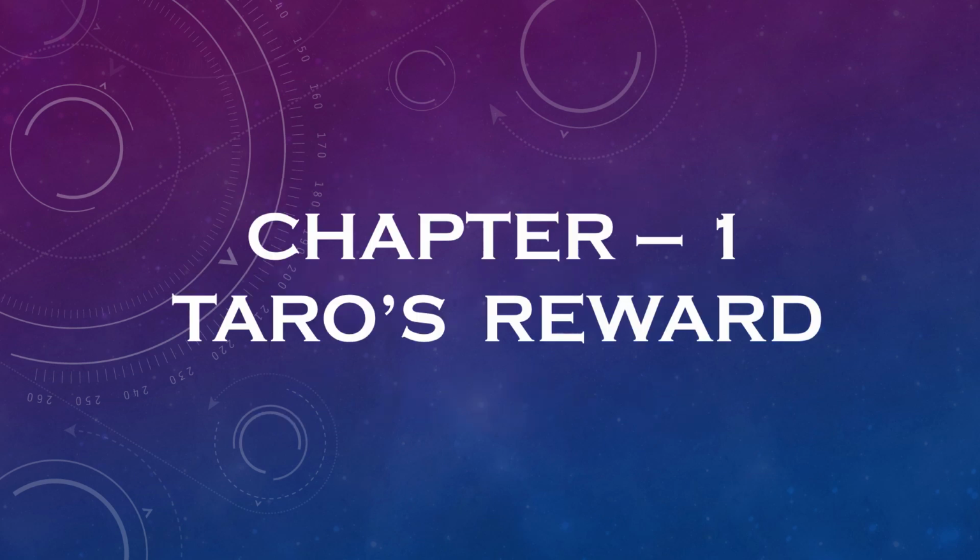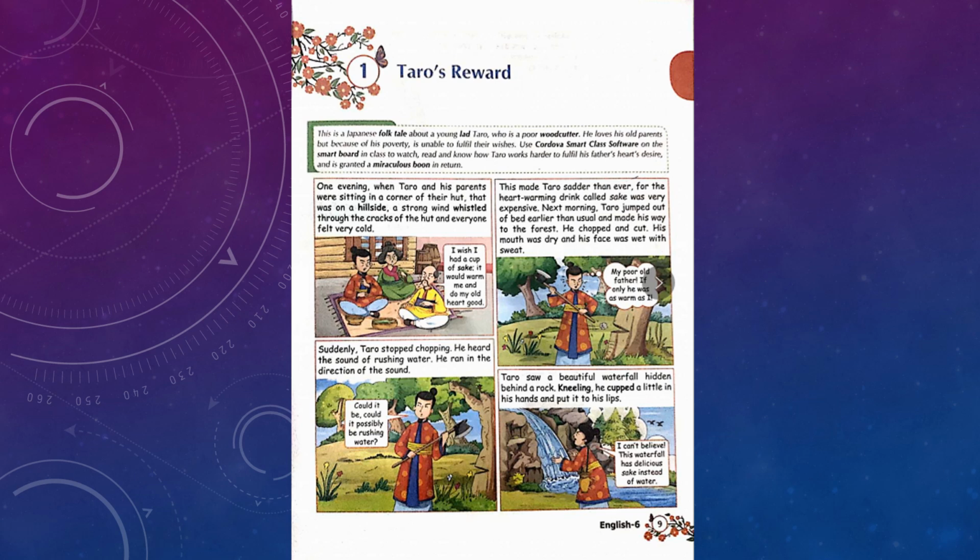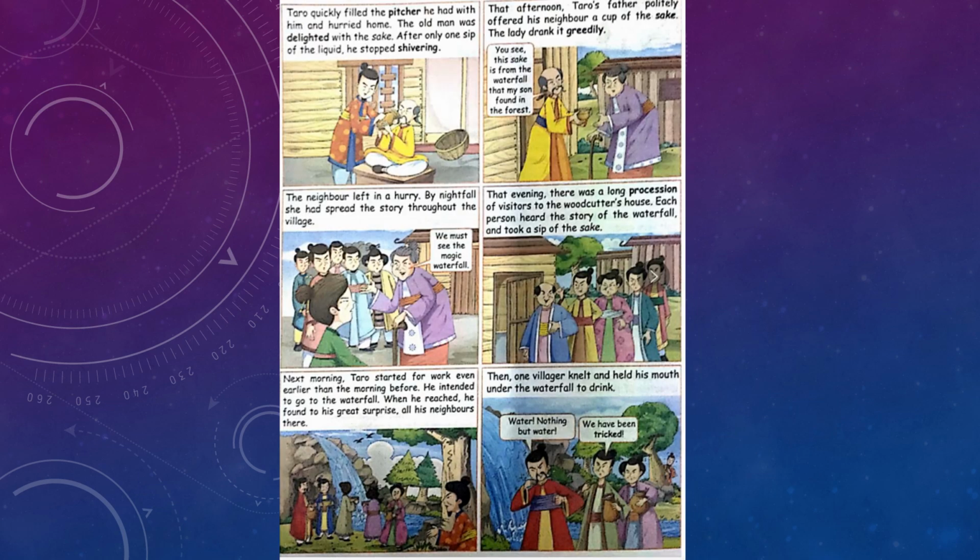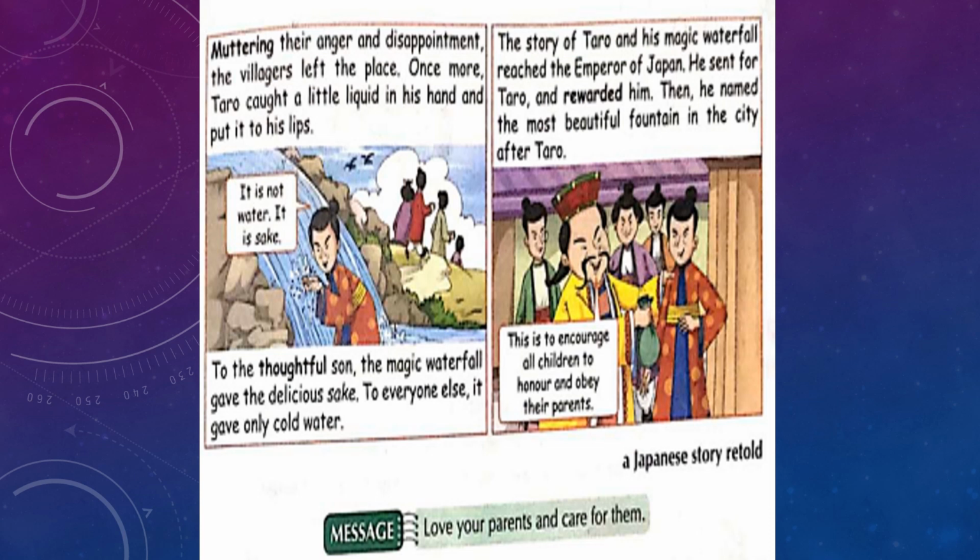So Taro, as the name suggests, is the name of a boy, and he got a reward. Why? Let's begin with the chapter and just see how he got a reward. So just have a look at the chapter, as most of you must not be having your books with you right now. So these are the pages. Okay. So let's begin with the glimpse of the story.